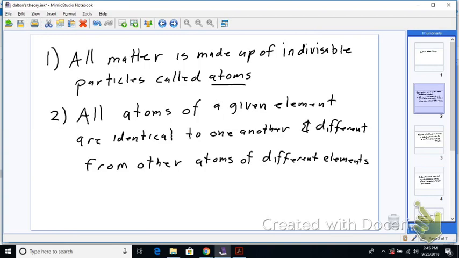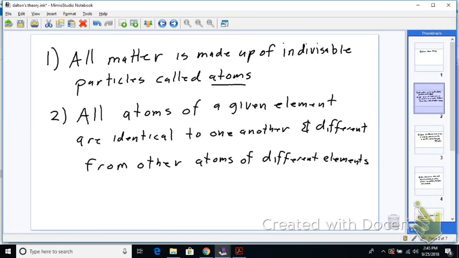Okay, first thing, number 1, is a real easy concept to understand. All matter is made up of indivisible particles called atoms. These atoms are the smallest part. You can't break it down any further. If you do, you no longer have what we consider characteristics of that particular element.